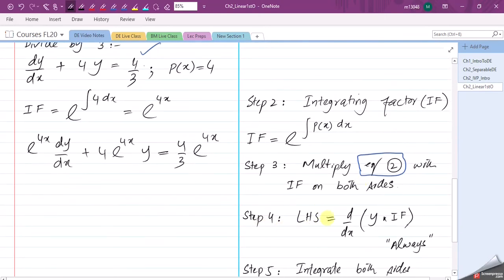Step 4, left hand side. This side is the left hand side and this is the right hand side. The left hand side will become equal to d by dx of y times IF, always. So the left hand side becomes equal to d by dx of y times IF. What was the IF? e power 4x.